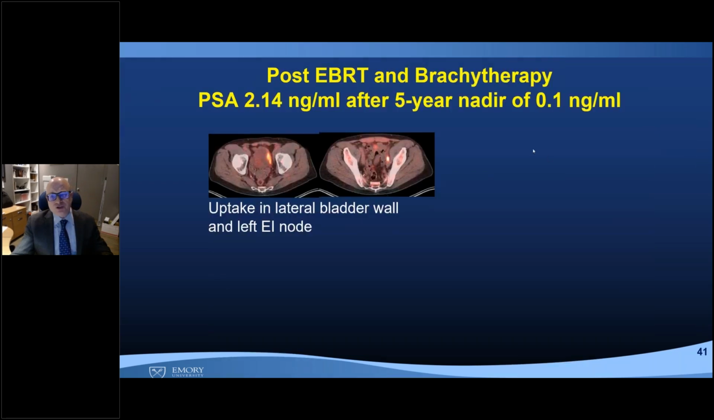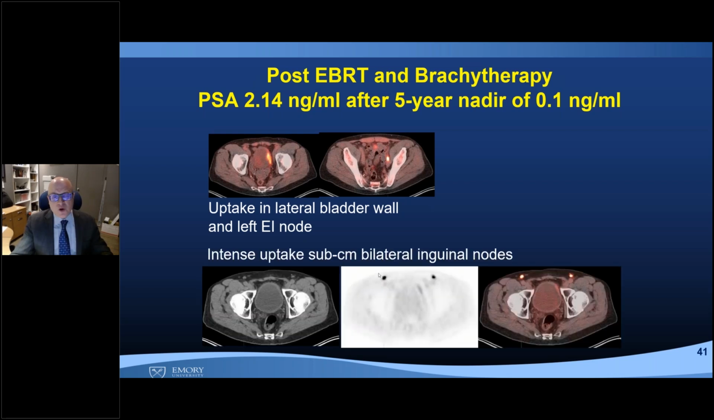Now, this is an unusual case. Patient post-EBRT and brachytherapy had a PSA of 2.14. Notice there's uptake in the lateral bladder wall and a left external iliac lymph node, very intense. There's also uptake in sub-centimeter bilateral inguinal nodes. These are very small, and there's no inflammation nearby. There's no graft nearby. So this is much hotter than you would expect to see. Could be bladder cancer, but a biopsy showed positive for prostate cancer in the inguinal node.